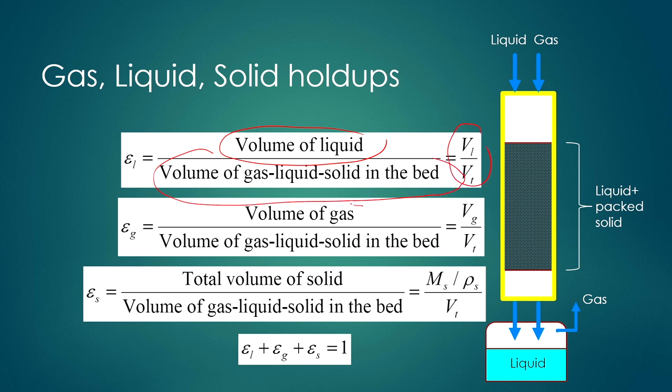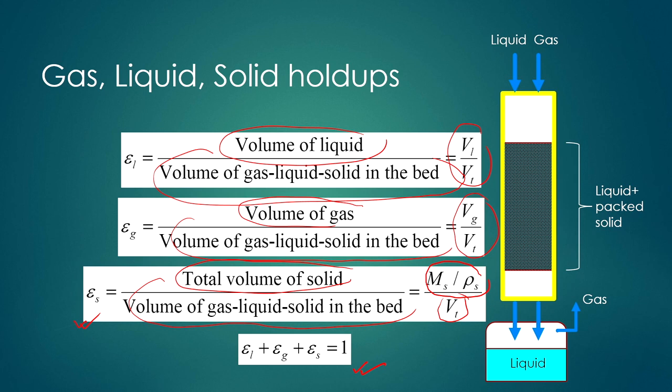Similarly, epsilon g is the volume of gas divided by the volume of gas, liquid and solid in the bed, that will be Vg by Vt. And epsilon s, the solid volume fraction, means the total volume of solid by the volume of gas, liquid and solid in the bed. That can be obtained from the mass of the solid divided by the density of the solid, which gives you the volume of the solid, and divided by the total volume, that gives you the volume fraction of the solid. Now, these three volume fractions, liquid, gas and solid, will sum to 1.